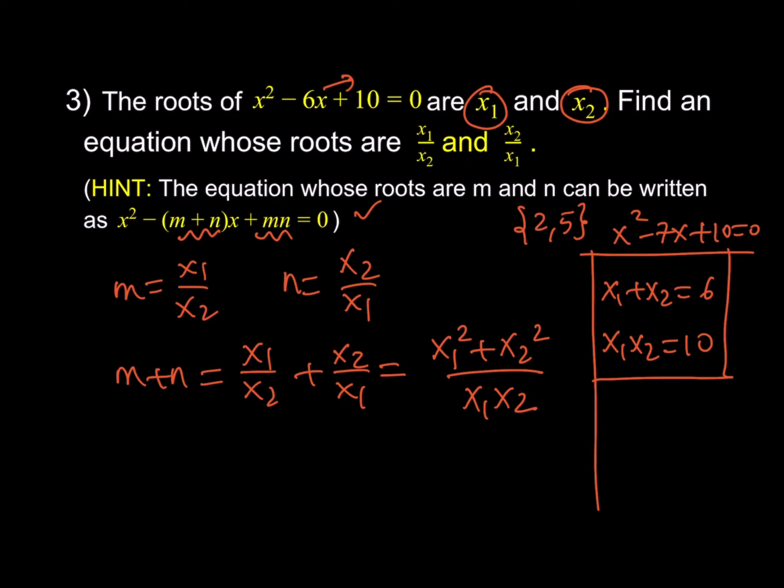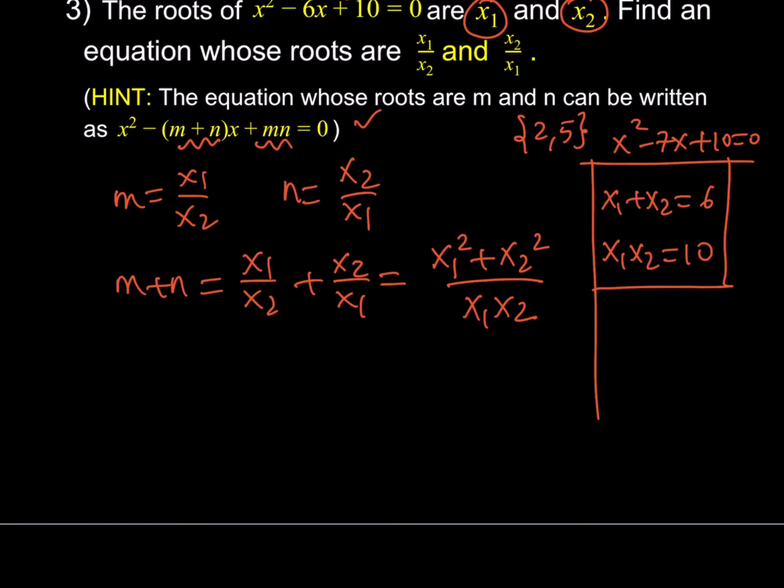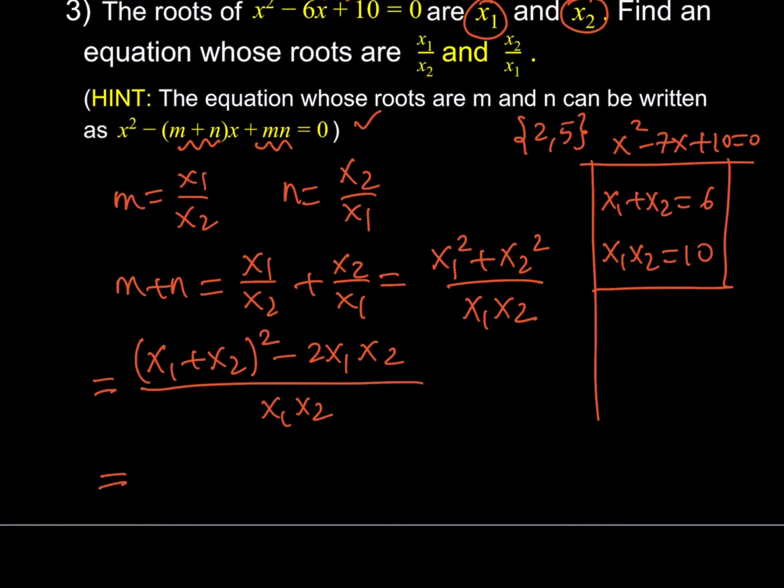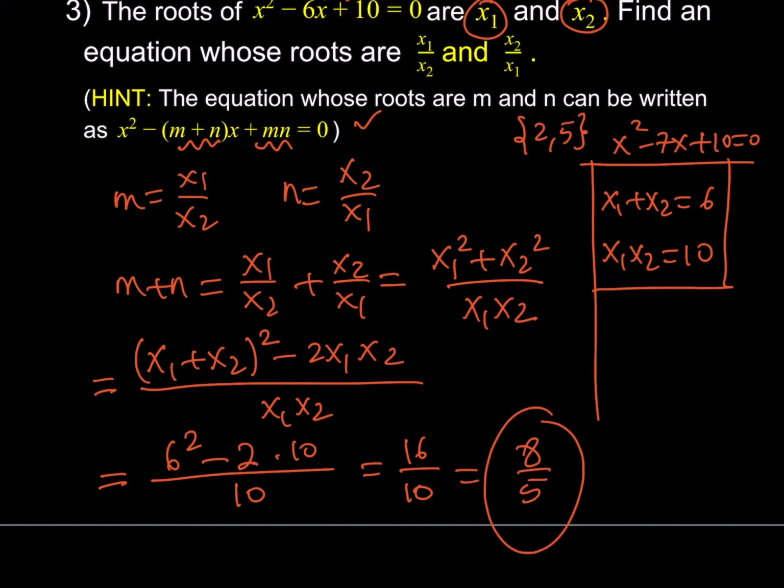And what is so good about that is I'm going to use them here. Great. Awesome. So now, what am I going to do for the top? Well, the top can be written using a little algebra. I can write it as x1 plus x2 quantity squared minus 2x1 x2, divided by x1 x2. And now I have everything I need. x1 plus x2 is equal to 6. So this will be 6 squared minus 2 times 10, divided by 10. And that'll be 36 minus 20, which is 16 over 10. And that'll be 8/5. So that's going to be the first part of my equation.